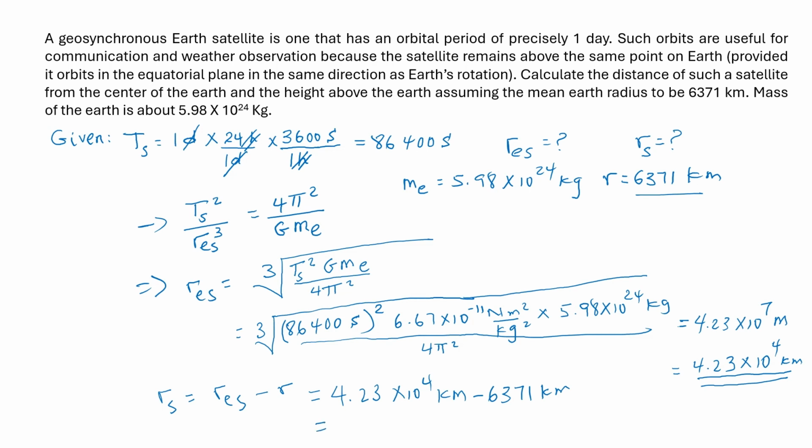And that's equal to 35,929 kilometer, approximately equal to 36,000 kilometers. So the distance of a geosynchronous Earth satellite is 36,000 kilometers above the surface of the Earth.